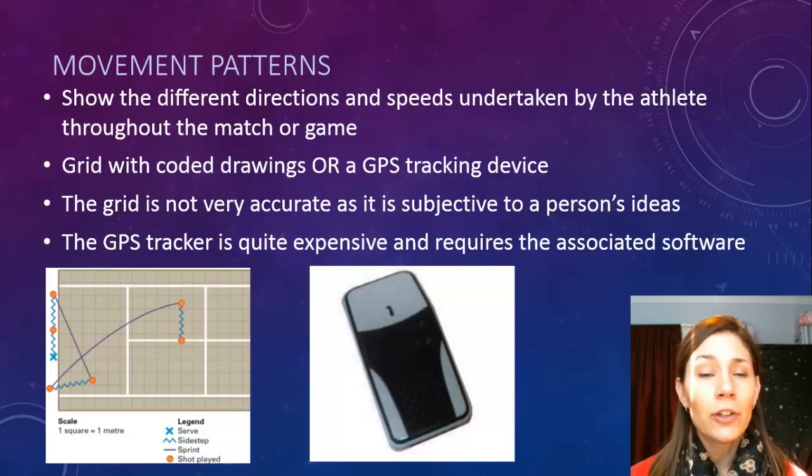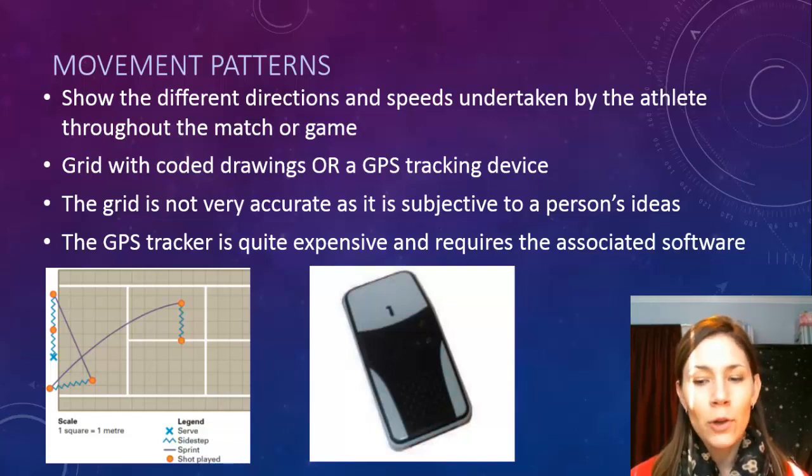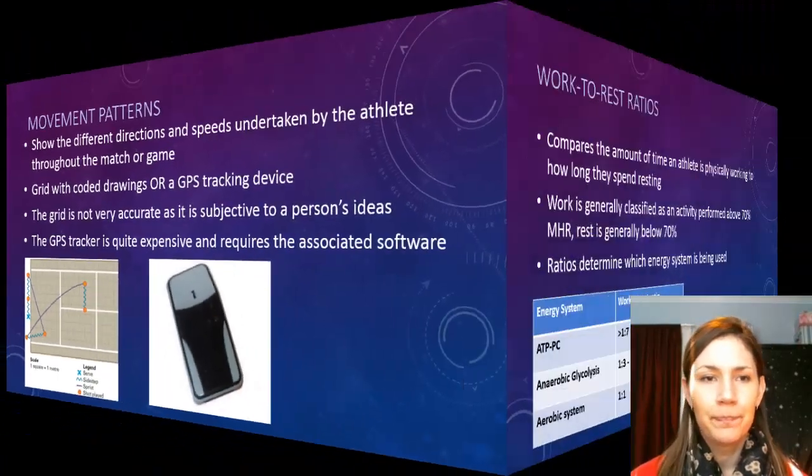And the other option is a GPS tracker. Again, the athlete will wear it and the satellites will record where the person moved and how fast they went. And it's a lot more accurate, but the problem is it's a lot more expensive. So it's really only used at the elite level, not so much at the lower levels.